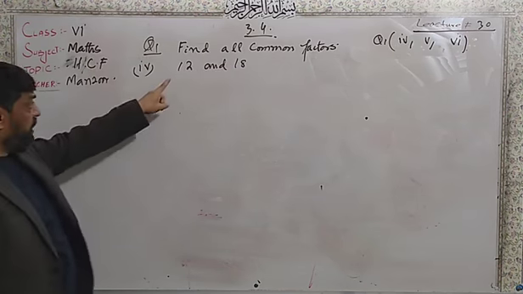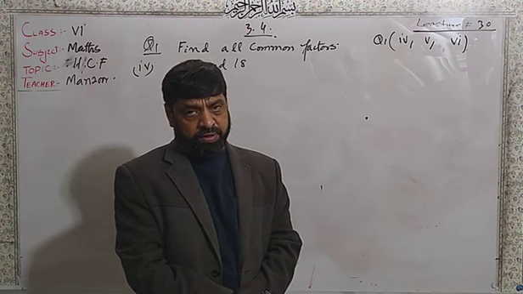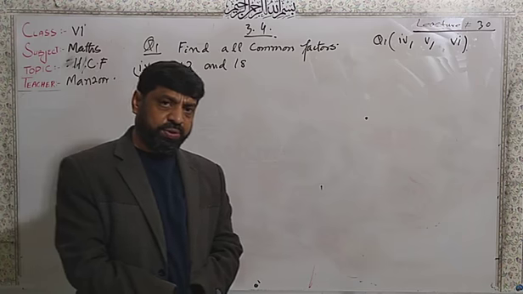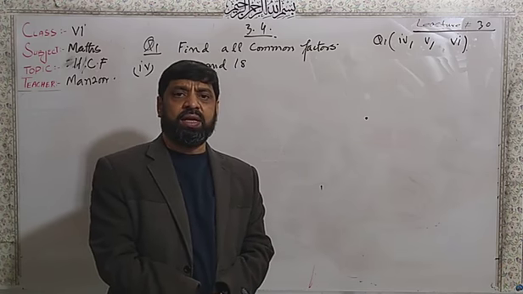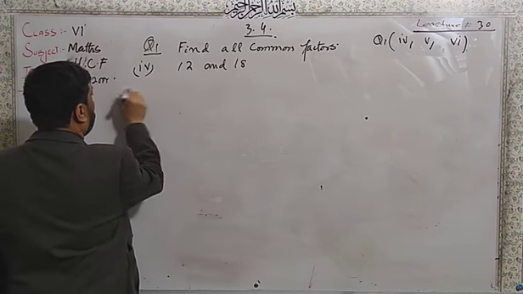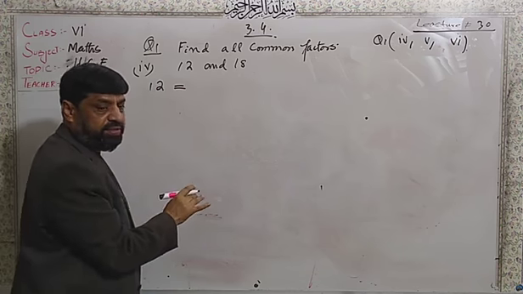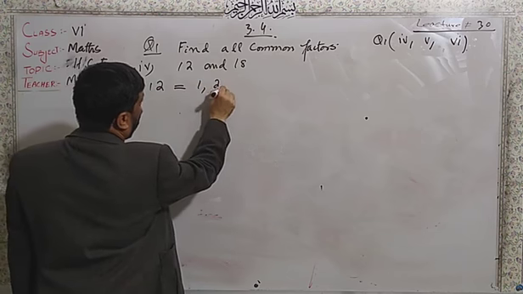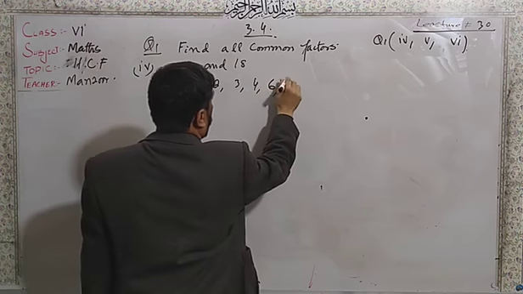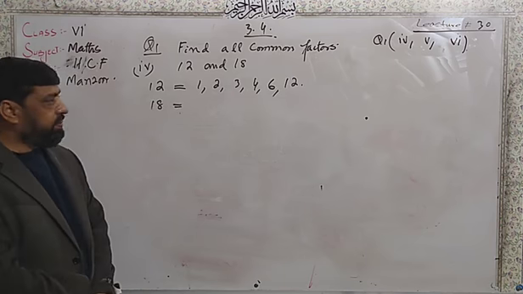Dear students, in part number 4, 12 and 18, we have to find the common factors, and common factors means which are present in both. A factor is a number that can divide exactly. First of all I write 12, and its factors are 1, 2, then 3, then 4, then 6, and then itself 12. After that 18.